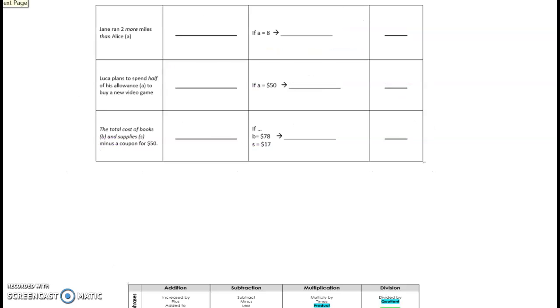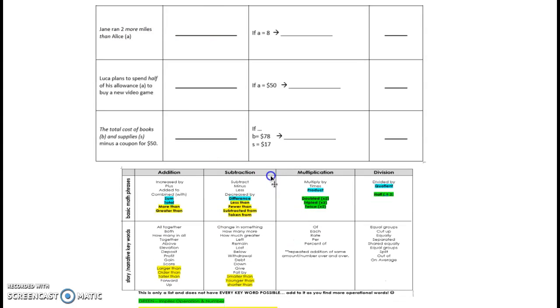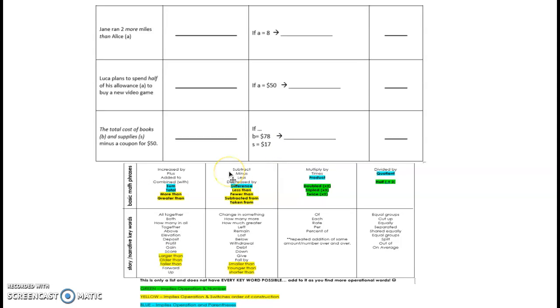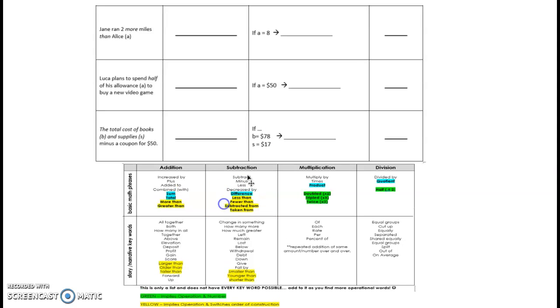All right, so 3 more for review together. Notice that this one has some italicized words. I did try to help you out. If you remember that chart, we've got the yellow words, the green words, and the blue words, that tell you extra information that you need when you're constructing your expression. So Jane ran 2 more miles than Alice. More than is a special keyword that means I have to flip the order.